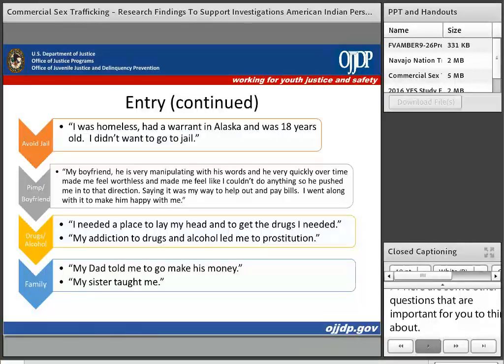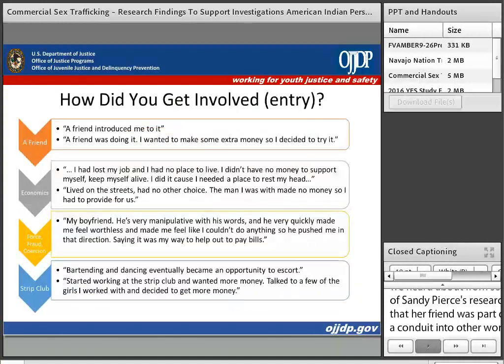There are a couple of different ways. So here we see a friend, which we heard about from some of Cindy Pierce's research, that a friend was part of the conduit into other work. So on the left side, you'll see a friend, economics, forced fraud and coercion, strip club. And in the next slide is avoid jail, pimp, boyfriend, drugs, alcohol, and family. So let's go to a friend. We saw a number of our clients report that a friend had walked them through it or talked to them about it, or sometimes their mother's friend, an adult, came over to their house and told them about it. Economics was absolutely a push factor for the victims that we had in this group.